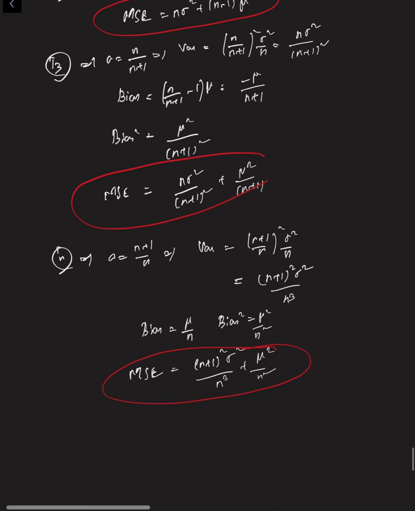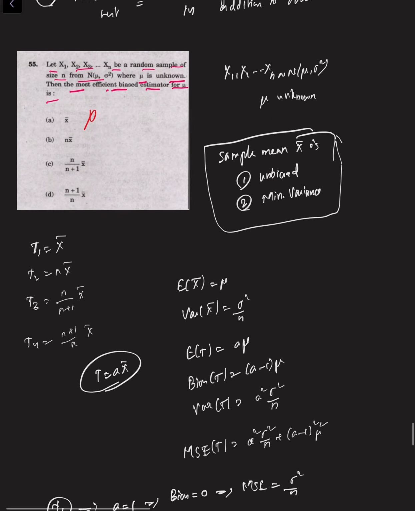This variance is large, so this is having larger variance and bias, whereas this one is small, the variance is small and even the bias is small. So therefore option C is the correct answer.